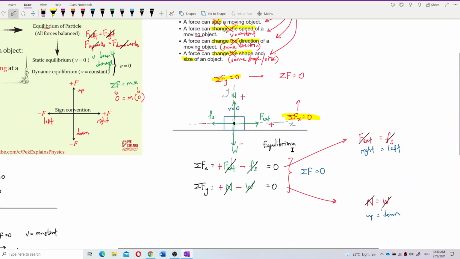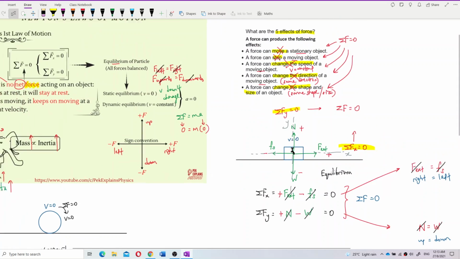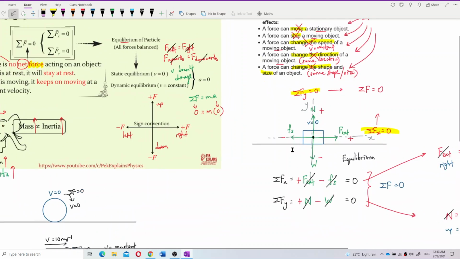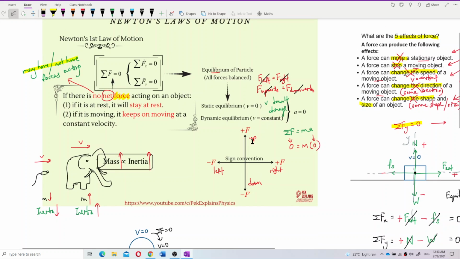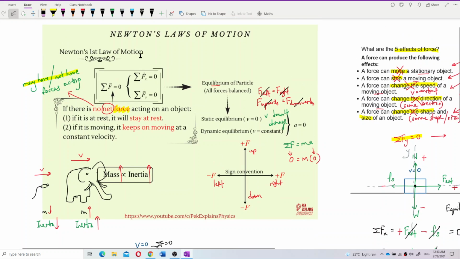Equilibrium. Okay, so remember the sign convention. We always put going to the right positive, going to the left negative, going upward positive, going downward negative. And that's all for Newton's first law of motion.